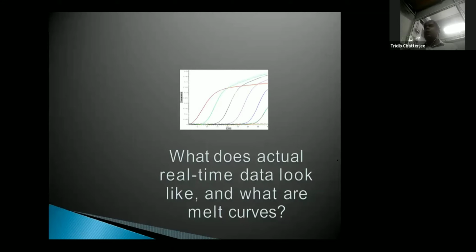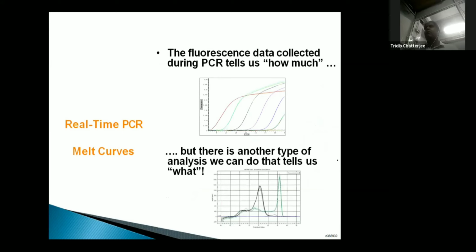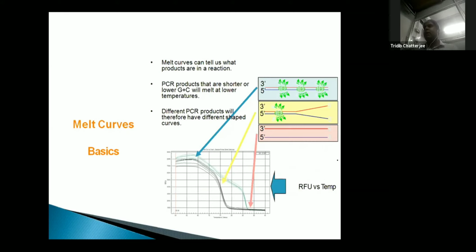So how does real-time PCR data look, and what are MELT curves? I am not going into details, because the details will take much time, but I am giving you a brief idea about the MELT curve. We have seen the real-time data, and how it can be used for measuring quantities, and how real-time PCR can be used as a quantitative tool. Now, a MELT curve is basically the fluorescence data collected during the PCR.